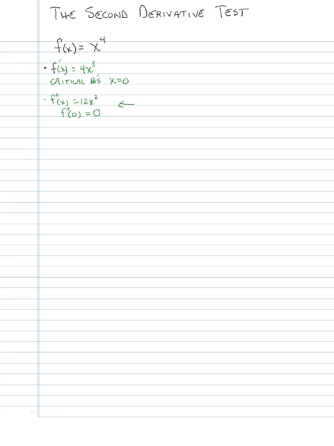Let's look at the graph right next to it here. I'm going to put the graph up here, but that's really the big issue. The second derivative test fails.